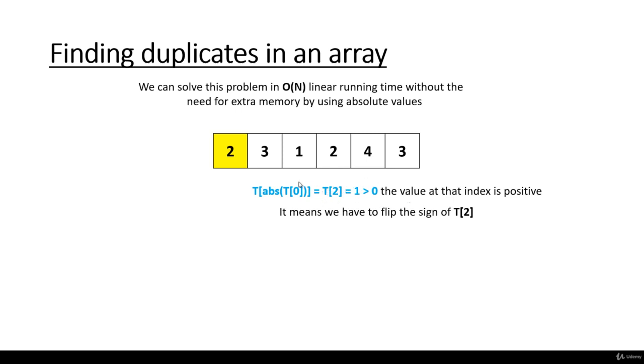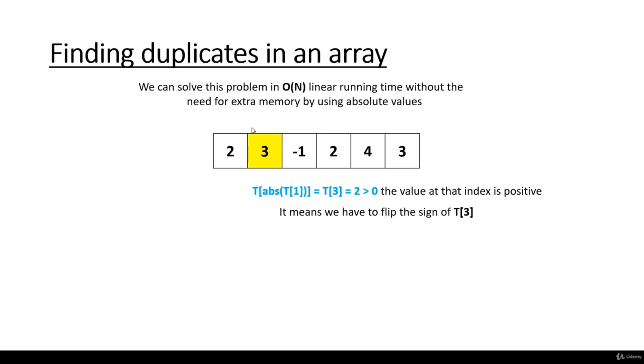The given item with index 2 is 0, 1, 2, so this is the item which has the value 1, which is greater than 0, so the value at that index is positive. It means we have to flip the sign of this item with index 2. So what does it mean? That 1 is going to be transformed into -1.